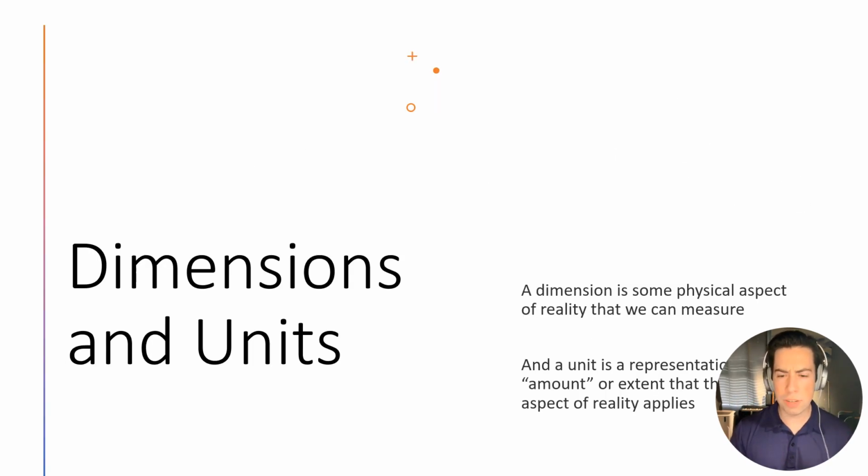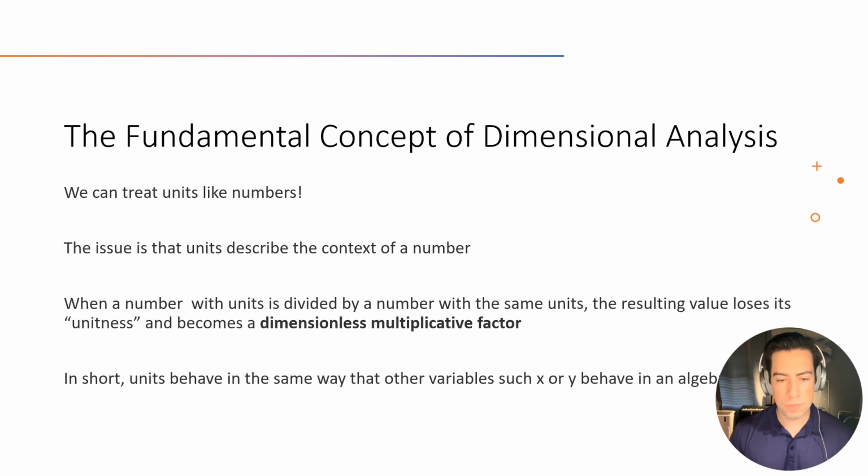Now, this is kind of reiterating what I said, but a dimension is just, again, that physical aspect of reality that we can actually measure. And a unit is the amount of that dimension that we can measure. So a unit is something that makes it relatable for us to understand how much of a specific dimension something is involved.